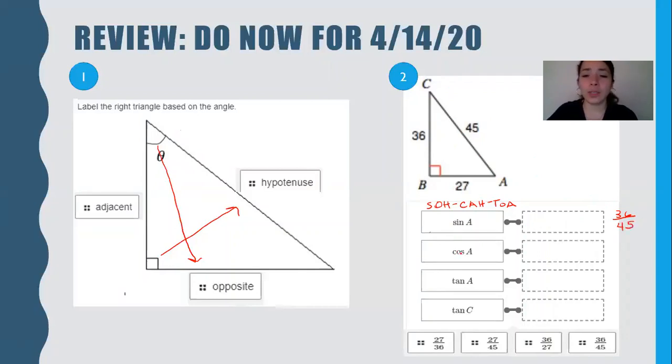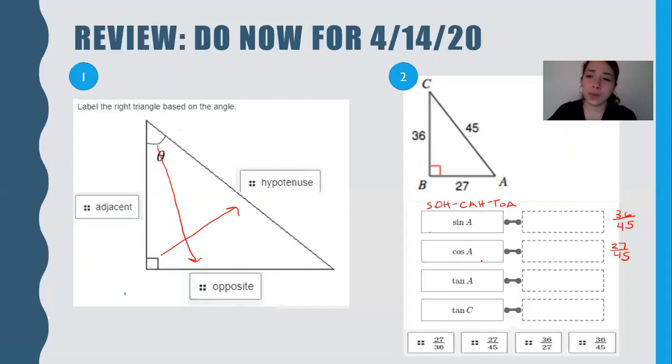Now let's look at our cosine. Cosine of A. So cosine is adjacent over hypotenuse. So let's look at A. Cosine, what's adjacent? The 27. And again, what's my hypotenuse? I already know based on that last one that it's 45.